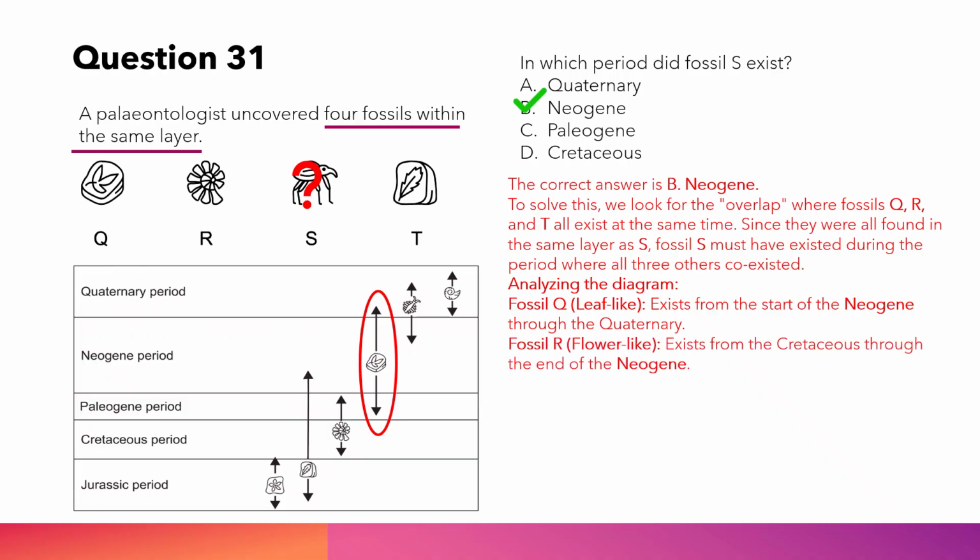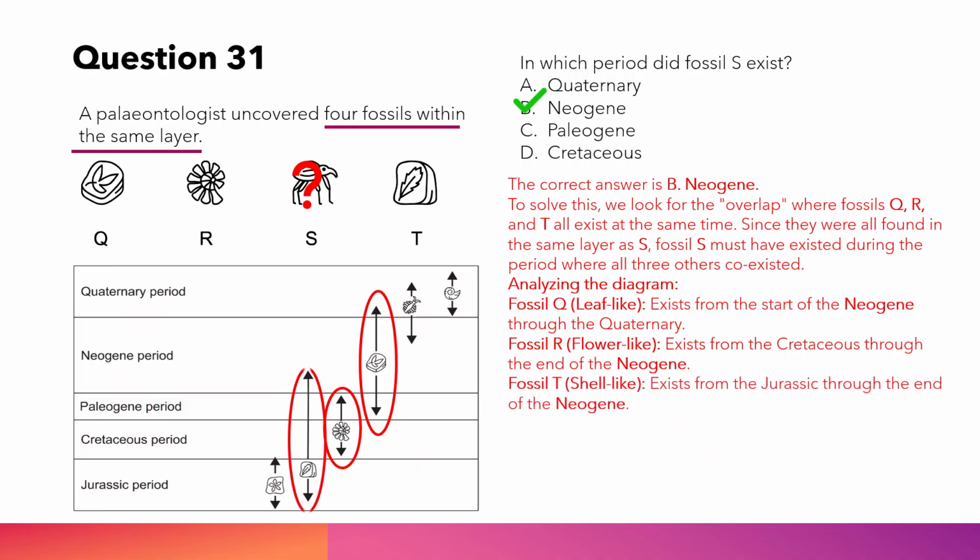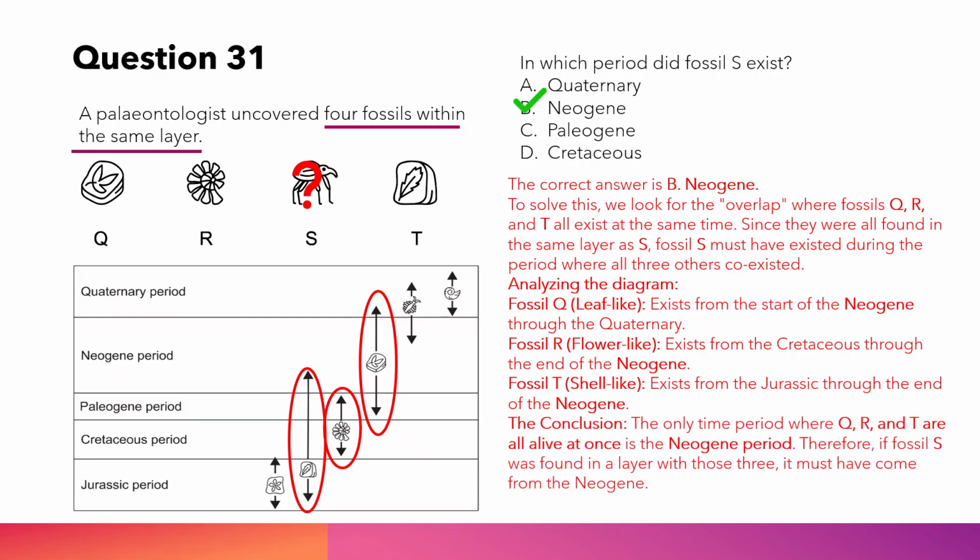Fossil R, flower-like, exists from the Cretaceous through the end of the Neogene. Fossil T, shell-like, exists from the Jurassic through the end of the Neogene. The conclusion: the only time period where Q, R, and T are all alive at once is the Neogene period. Therefore, if fossil S was found in a layer with those 3, it must have come from the Neogene.